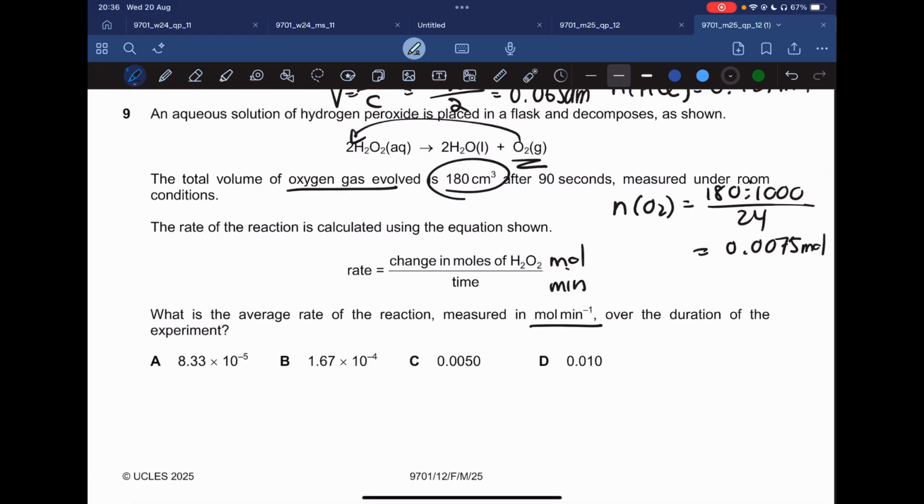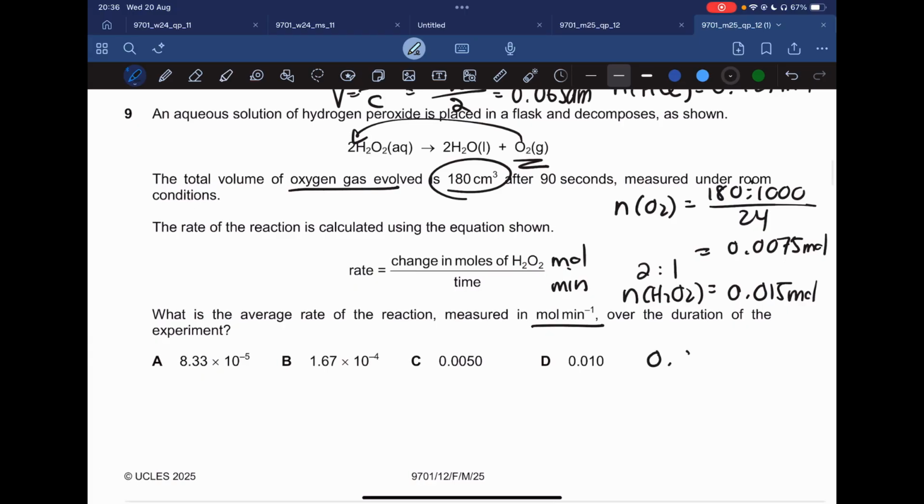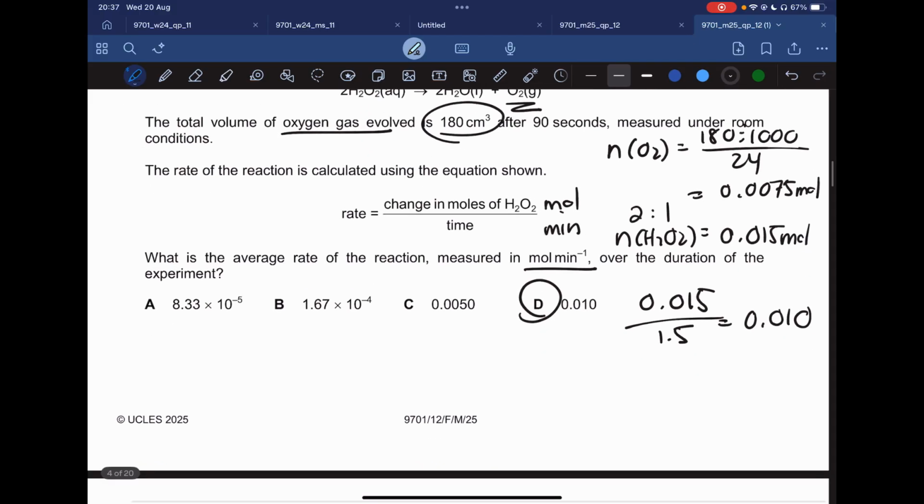Here we're looking at a 2 to 1 ratio, so the moles of H2O2 is 0.015 moles. Right, so now we've got our number of moles, and we divide by the time in minutes. 90 seconds in minutes is 1.5, and we get 0.010, so D.